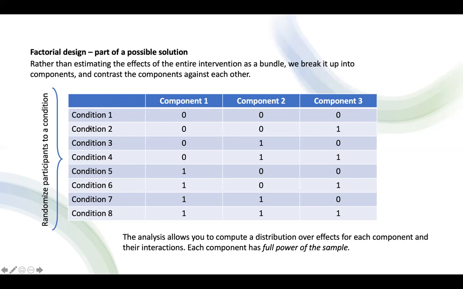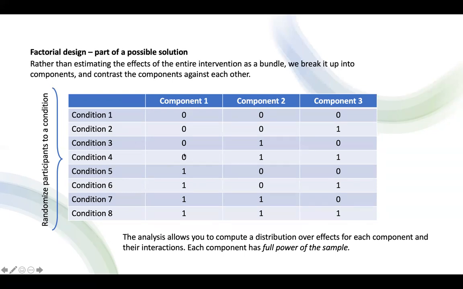Then you have 8 conditions. So you randomize participants to these 8 conditions. The first condition, you get the basic version of everything, okay? So you get the basic version of each component. The 8th condition gets the advanced version of each component.